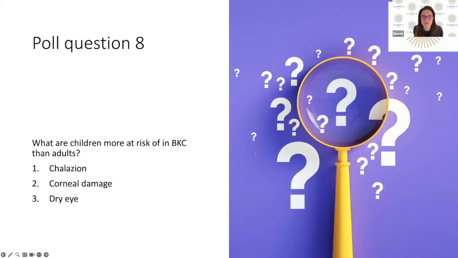Oh, I'm so sorry. Where I have previously accidentally launched these, it's not letting me redo them.